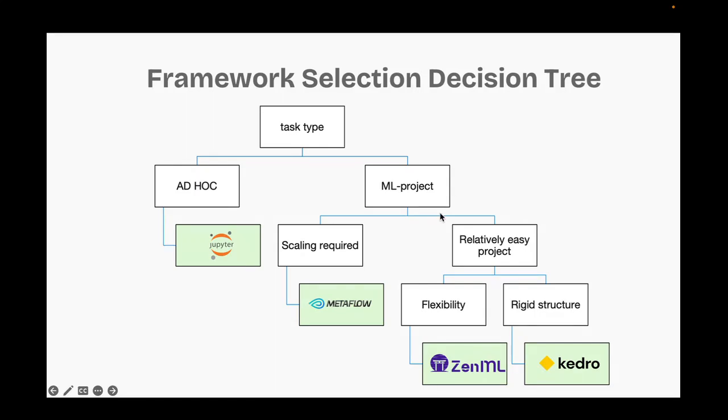If no, we don't need to scale, we should answer the question: is it a project or not? Do we need a fixed structure or not? If we need a fixed structure, of course, this is Kedro. That was my case because, as you know, risk models should be very transparent, and any validator should be able to repeat it after you. So that's why, for me, Kedro was an optimal choice.